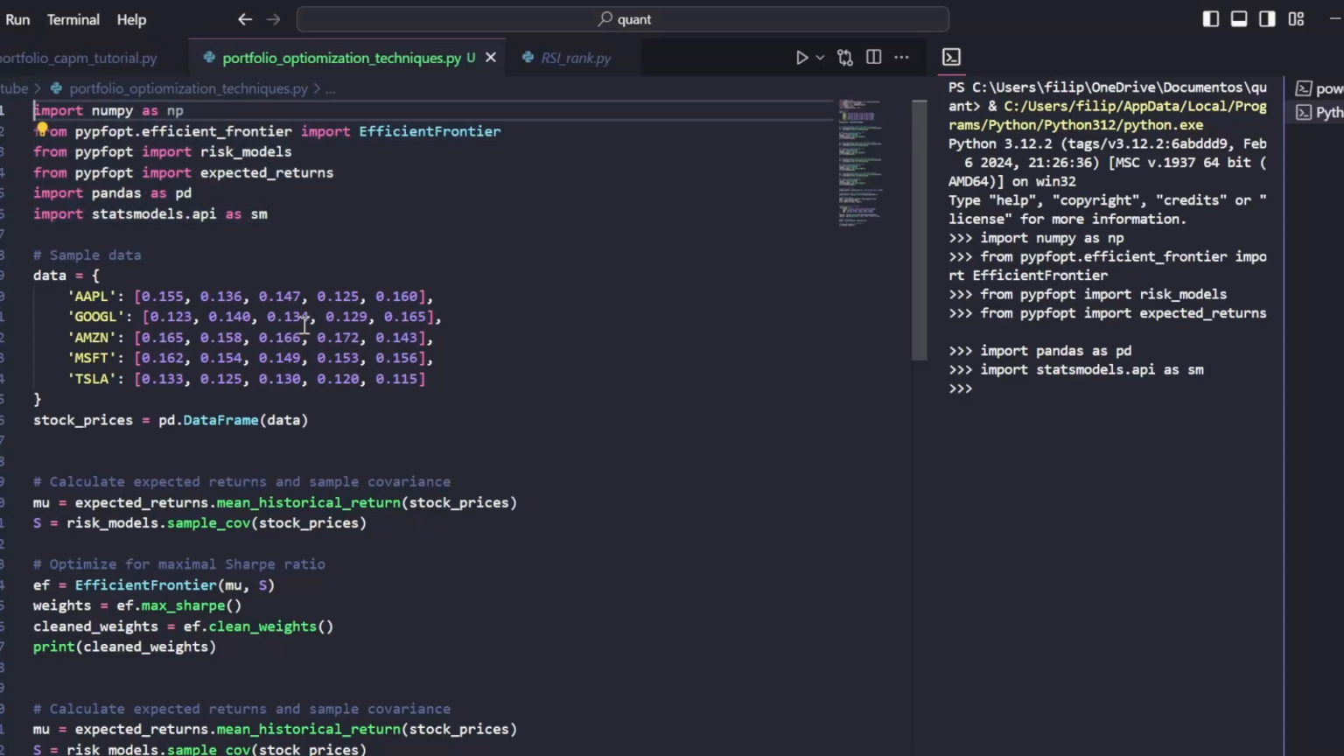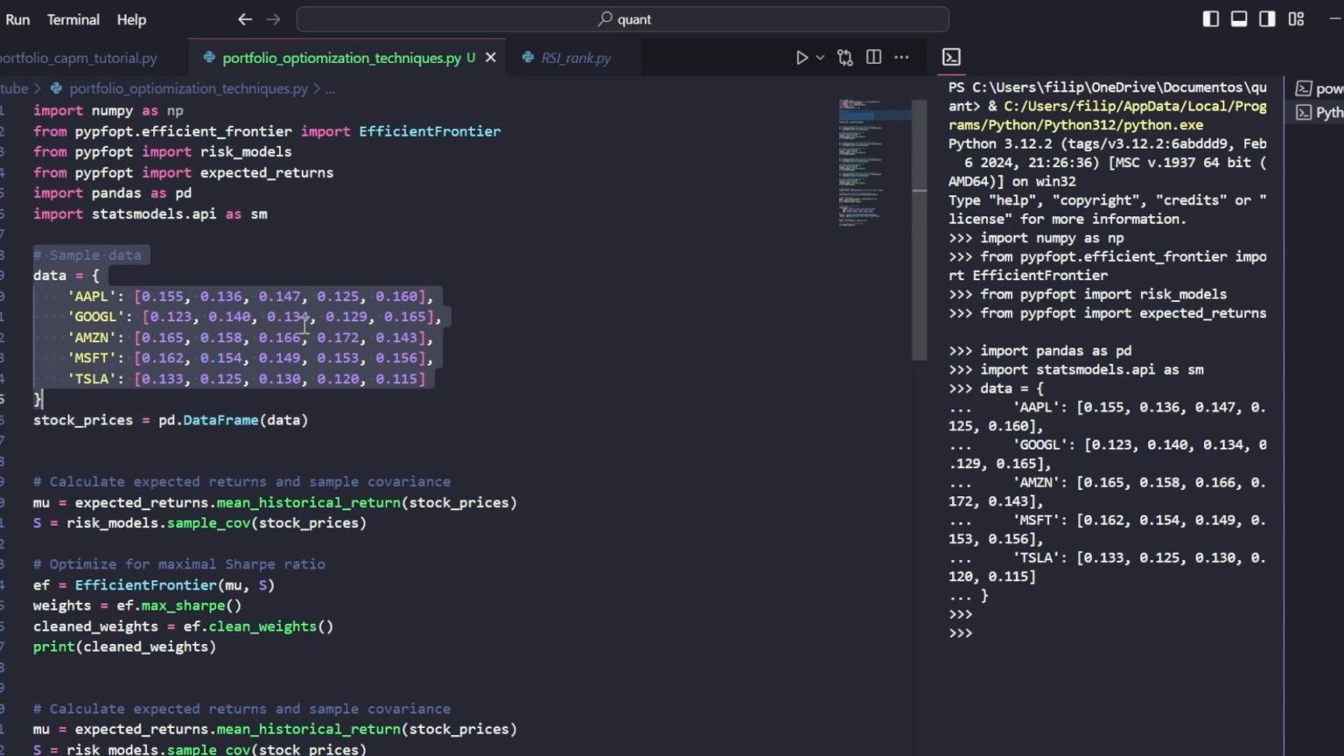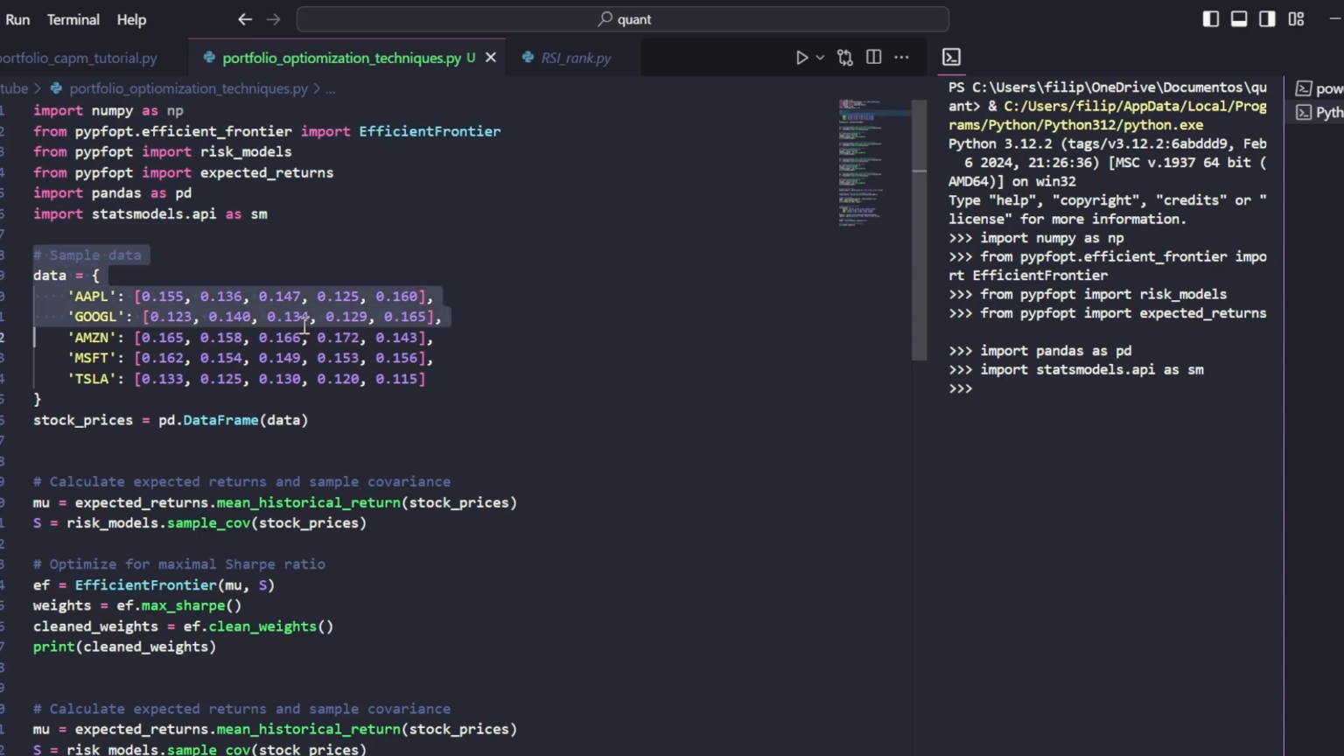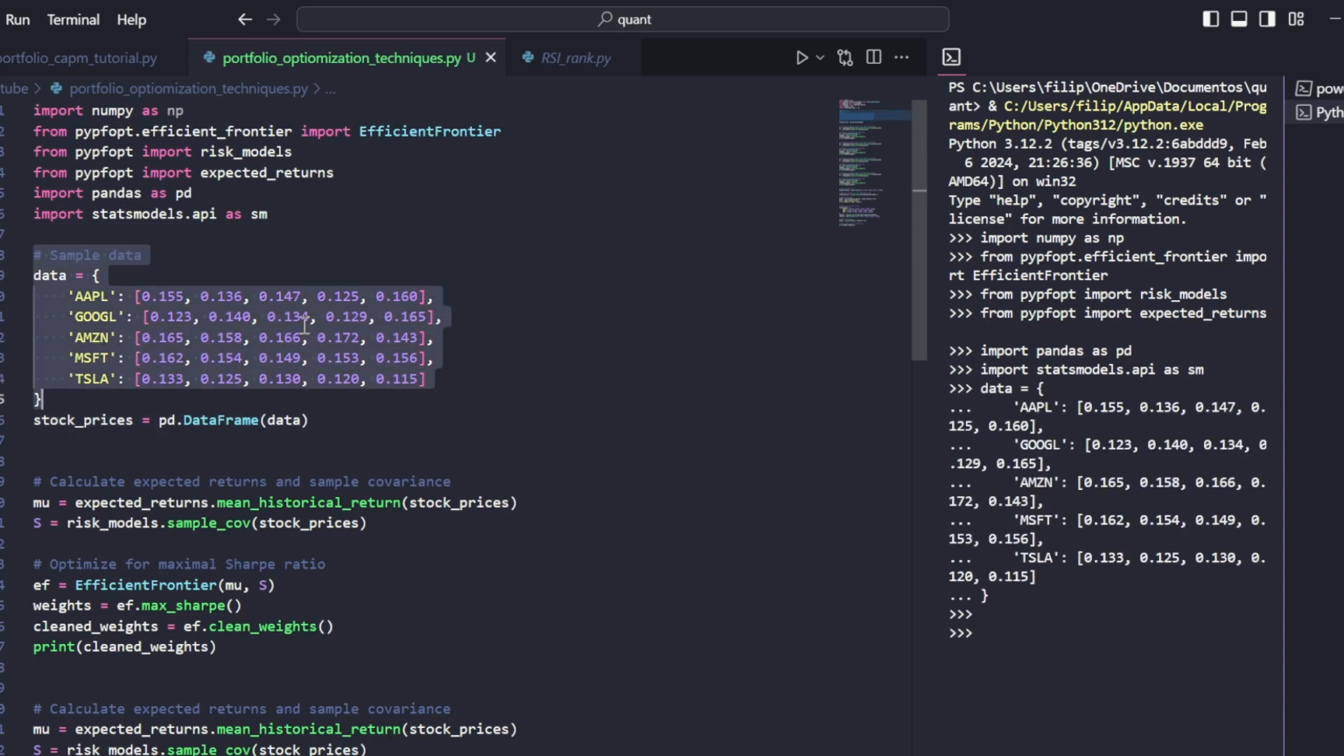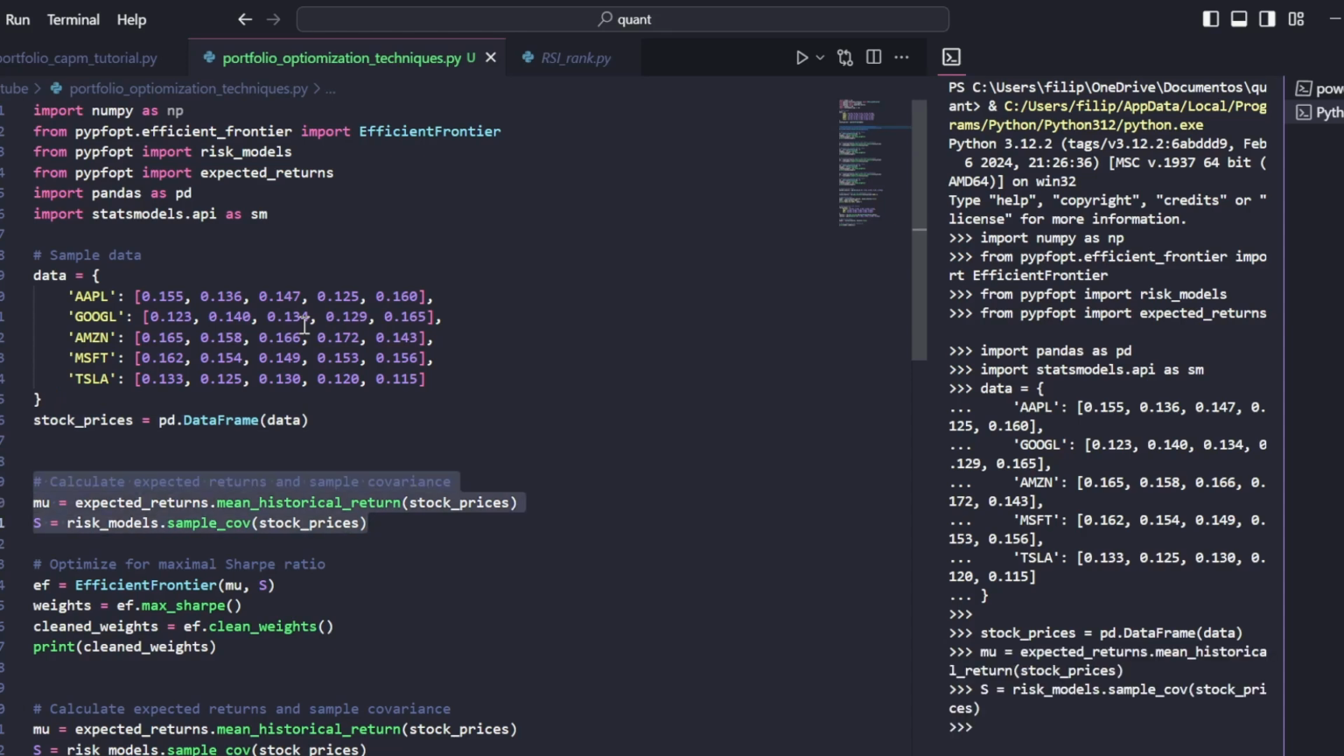Here's how. We start by importing our libraries, NumPy for numerical operations and PyPortfolioOpt for portfolio optimization. Next, we'll load our stock data, calculate expected returns, and the covariance matrix. With these, we can optimize our portfolio to find the minimum volatility point on the efficient frontier. The result is a set of weights that tells us how much to invest in each asset.